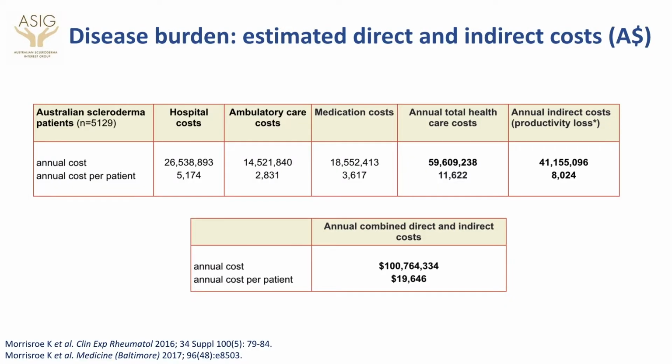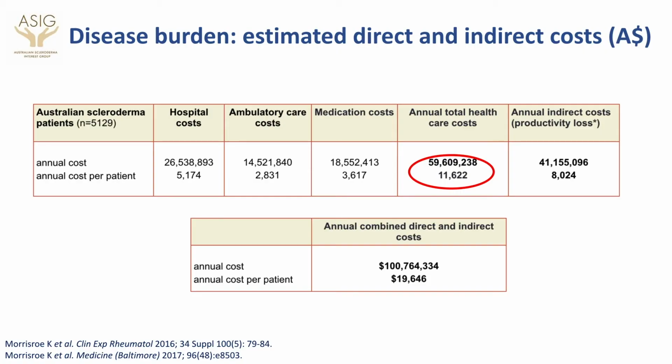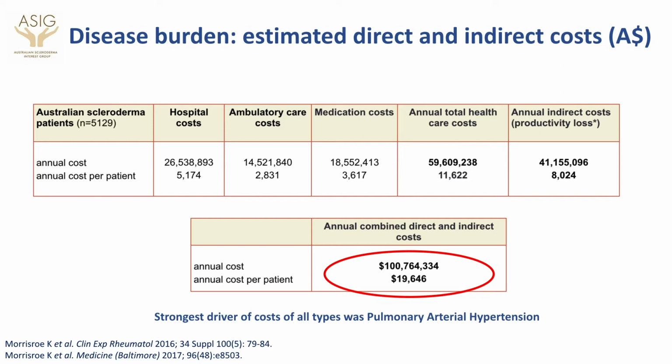We also know this is really probably one of the most expensive autoimmune diseases, despite the relatively small numbers of people, with just around about $60 million a year spent, averaged across all the patients with scleroderma on the direct health costs. So that includes hospital admissions, outpatients, allied health, and so on. And then the indirect costs, which are things like unemployment and loss of productivity, are another $40 million. So together, $100 million a year in Australia on this disease alone.